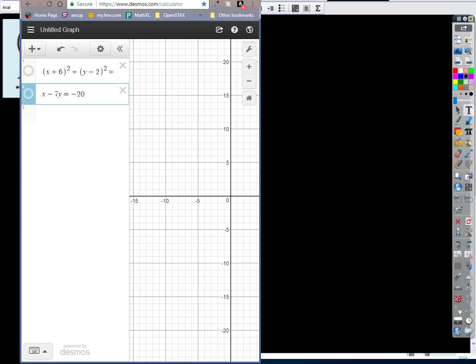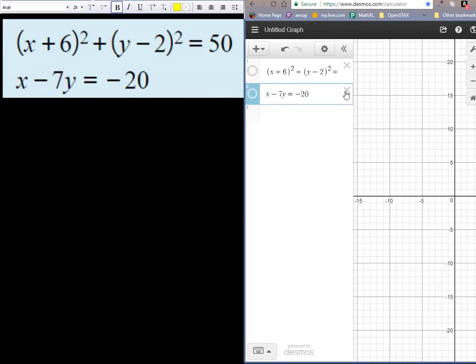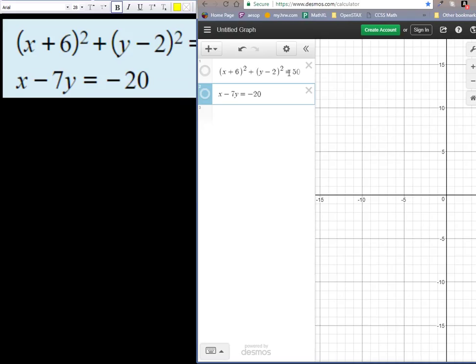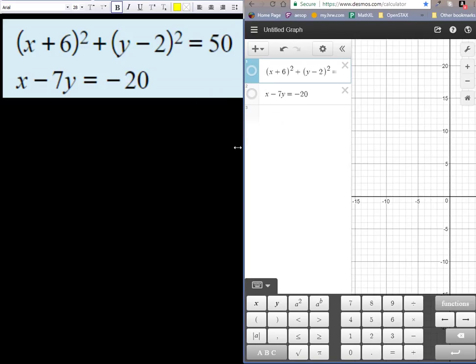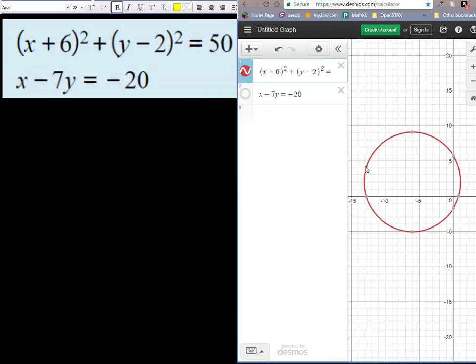Okay, so everybody agree, there's the top equation right there. (x + 6)² + (y − 2)² = 50, right? If I graph that, it's a circle. And the other one, x − 7y = −20, is a line. The intersections on Desmos I can find easily. There they are, right? So that's the second assignment.